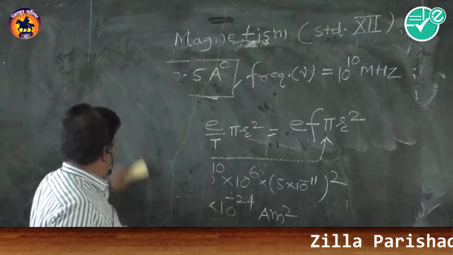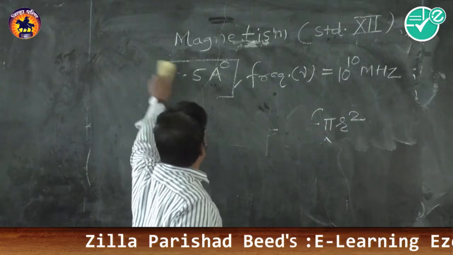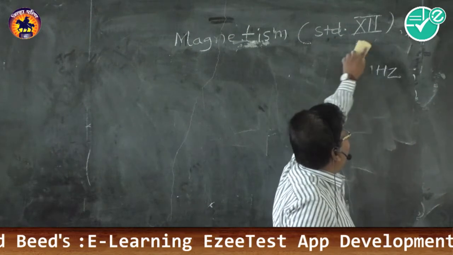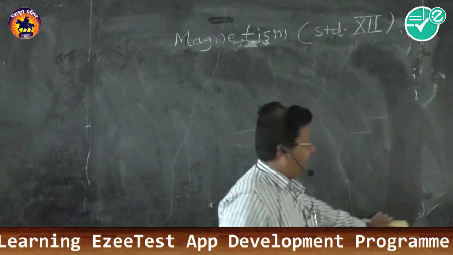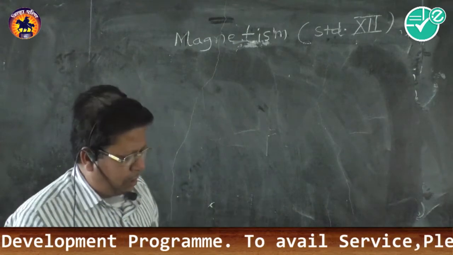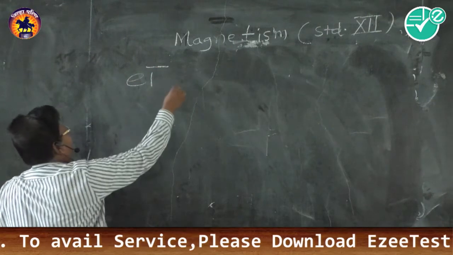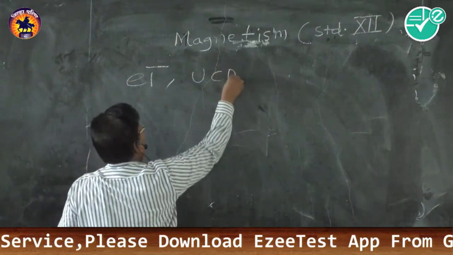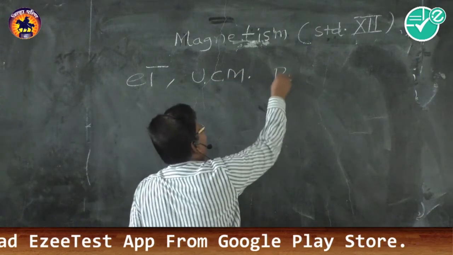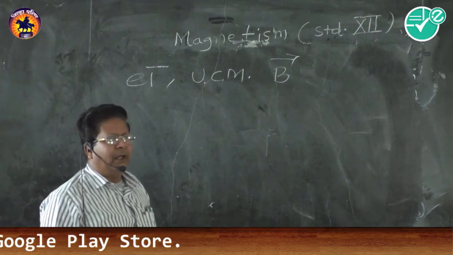Today we are going to solve again one numerical which is related with today's article, that is magnetic dipole moment of revolving electron. And the numerical is, suppose that the electron performs UCM, uniform circular motion, in magnetic field.